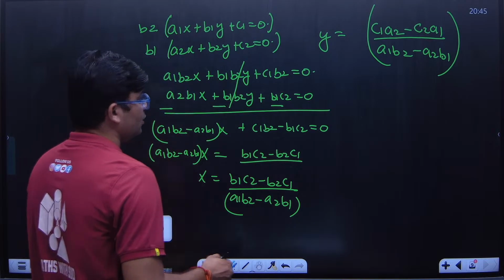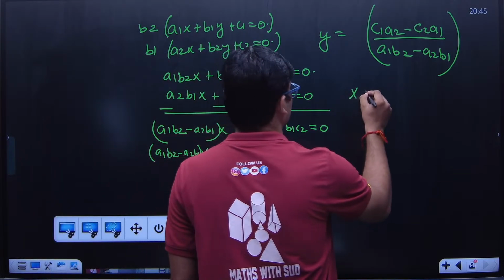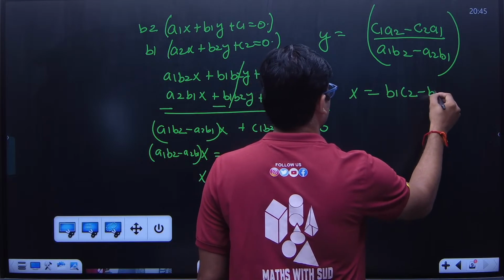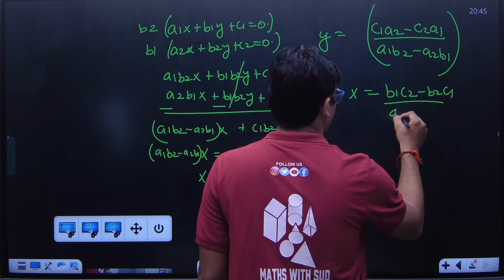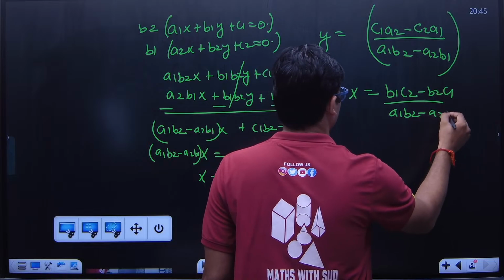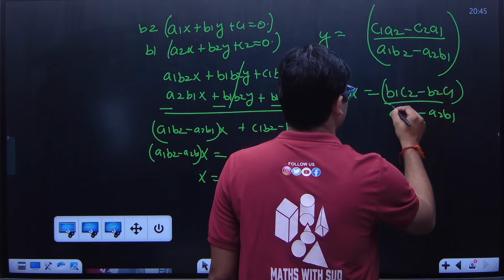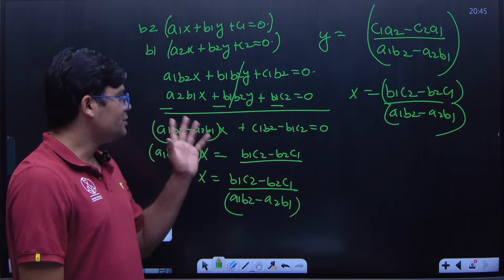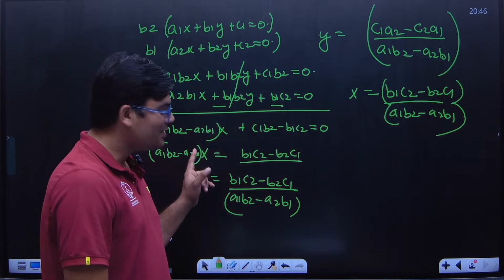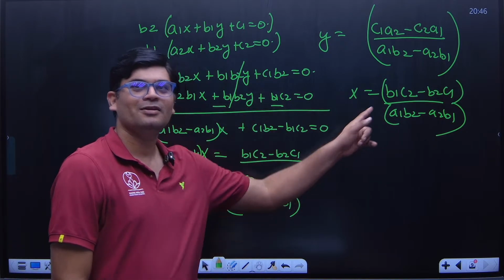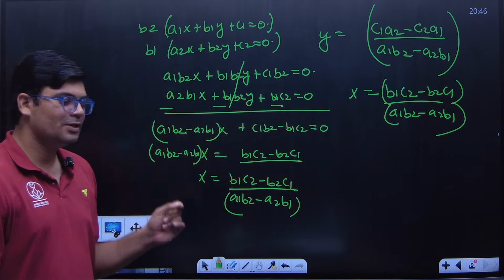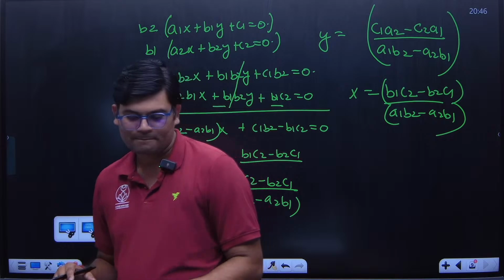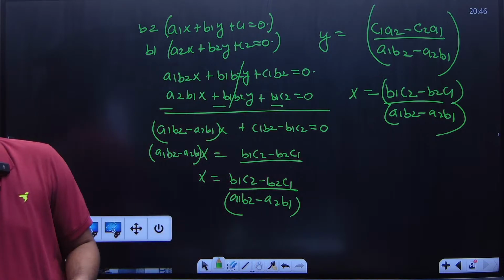Okay. Now what is the value of x? X is B1 C2 minus B2 C1 divided by A1 B2 minus A2 B1. Now you might be thinking, sir, who is going to remember this formula? Its derivation itself is very tough. I want you to please write down this again for x, and then I will make you remember the formula in 2 minutes. You will say how easy it was.